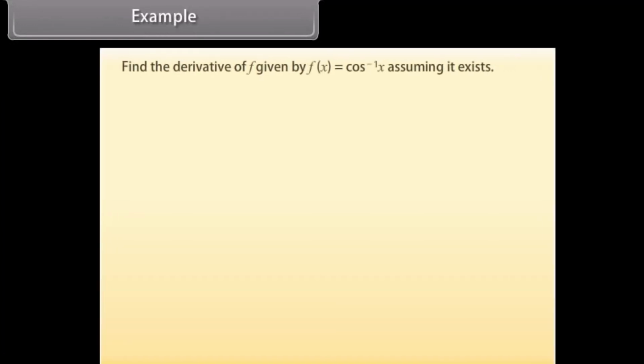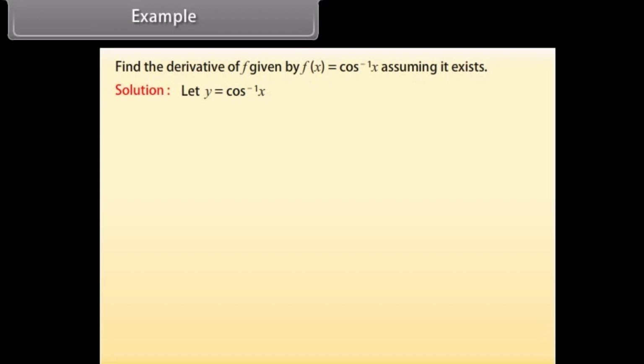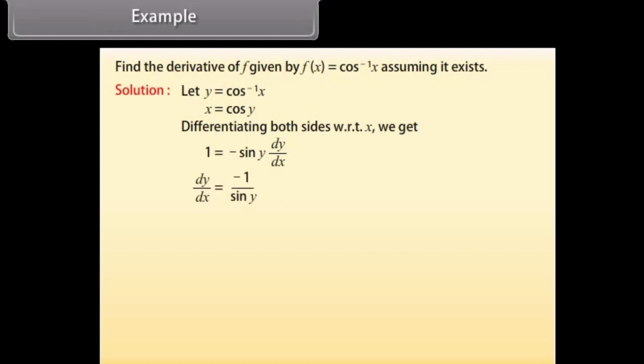Example. Find the derivative of f given by f of x is equal to cos inverse x, assuming it exists. Solution. Let y is equal to cos inverse x. x is equal to cos y. Differentiating both sides with respect to x, we get 1 is equal to minus sin y into dy by dx. dy by dx is equal to minus 1 by sin y.